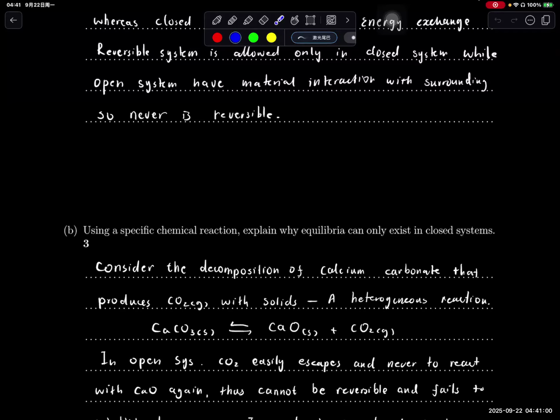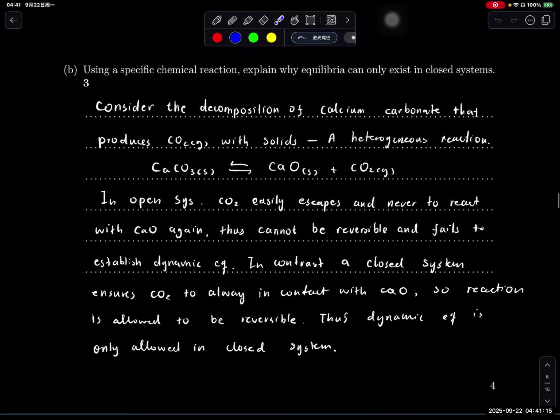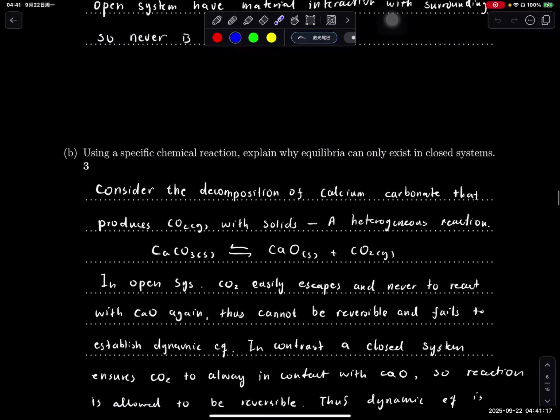The correct answer is nobody can ensure that you can get all the marks. It's just do your best. Depending on the marker, you may have a higher chance to get a higher mark. So this is the reaction, it goes like this. It's heterogeneous because you form solids and gas in different states.